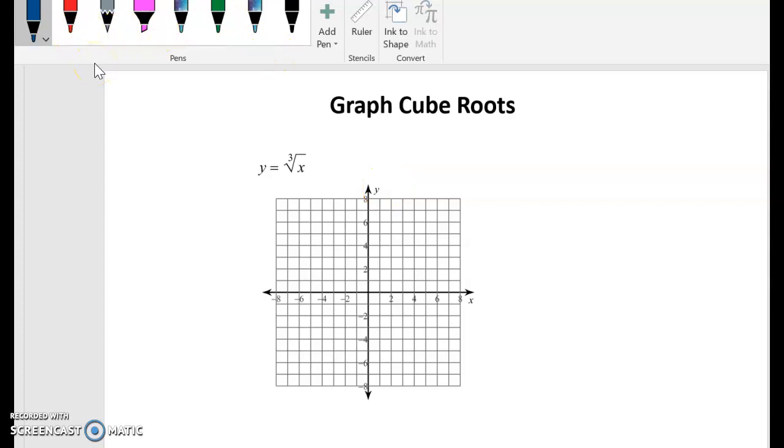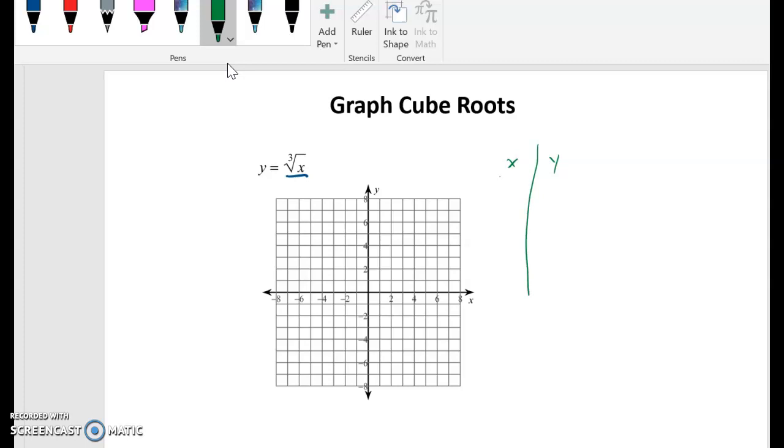Alright, we are back with graphing cube roots this time. We're going to follow the same rules as we learned for square roots. First, we're going to start with the parent function. Let me go back to green like I did before. I'm going to choose some values.